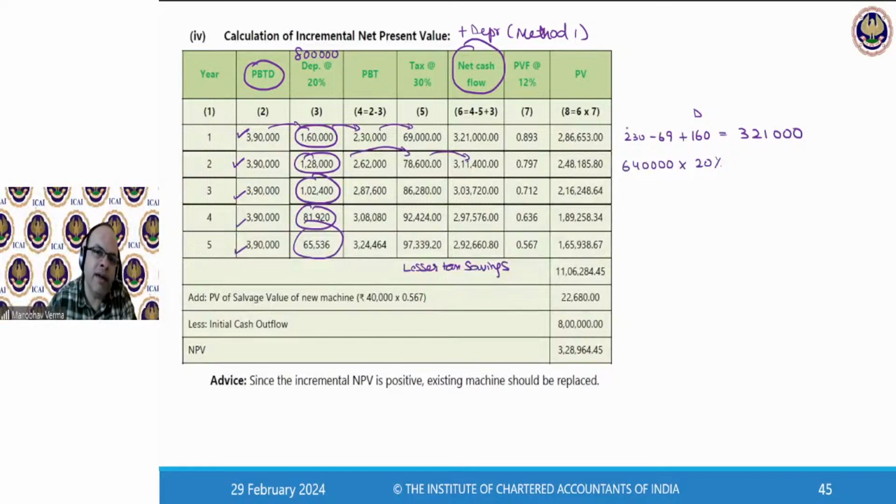So we are calculating the present value of the cash flows for every year, and adding them up gives me 11,06,285. Now someone was talking about 40,000 initially. As I said, 40,000 is the salvage value of the new machine, which will be considered at the end of the fifth year. That will be added as a terminal year cash inflow. 40,000 present value is 22,680. So that is what is considered here. And then we reduce the initial outflow and we are getting a big positive NPV, guys. Big positive means existing machinery should be replaced. We're getting a big positive NPV of 3,28,000.